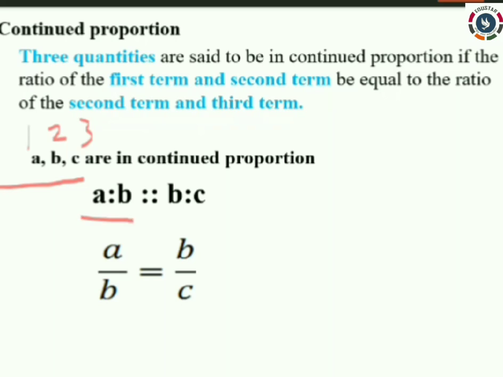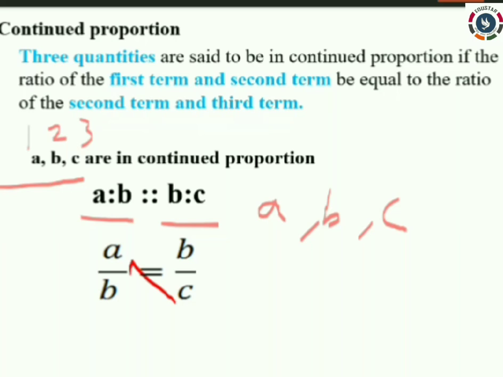The ratio of the first and second term, A is to B, is equal to the ratio of the second and third term. Your second term is B and third term is C, so B is to C. If A is to B is equal to B is to C, it means A, B, C are in continuous proportion, right? Now we will write as fractions first. A is to B is written as A by B. B is to C is written as B by C, right?